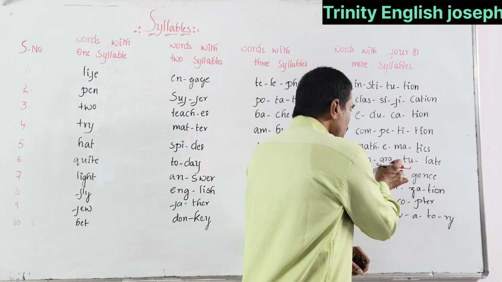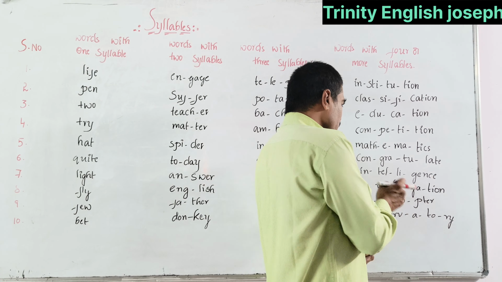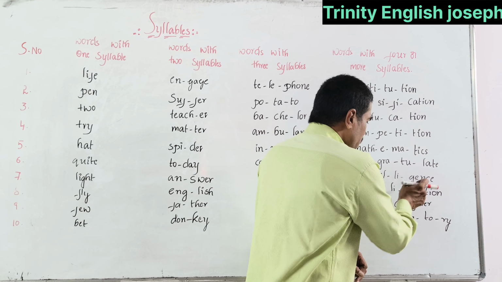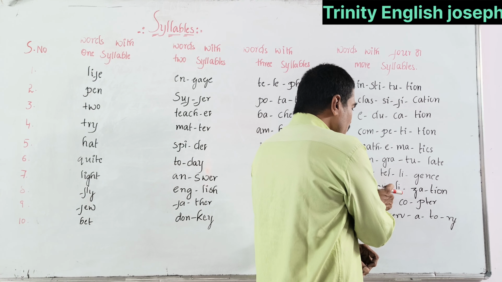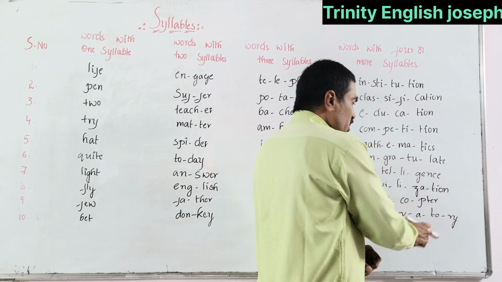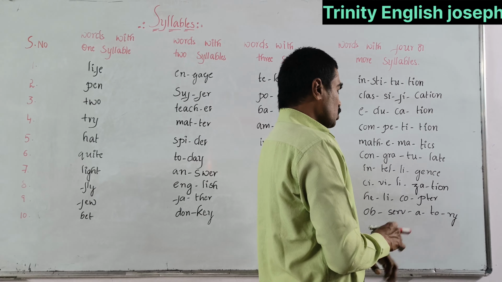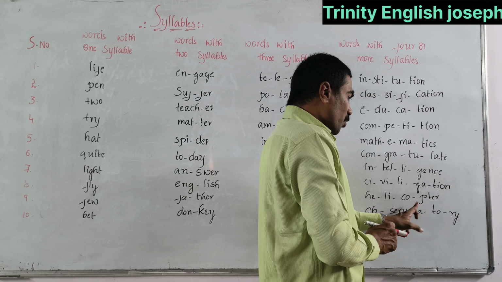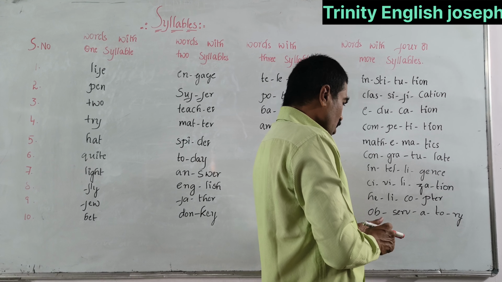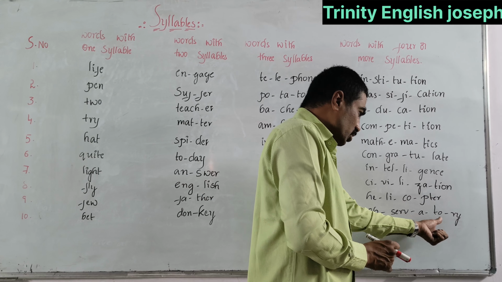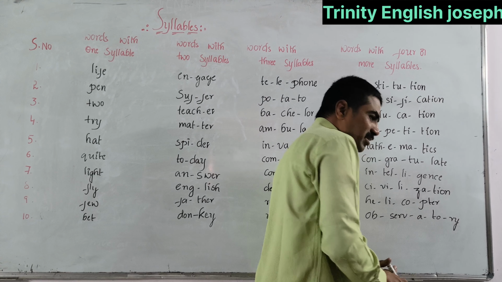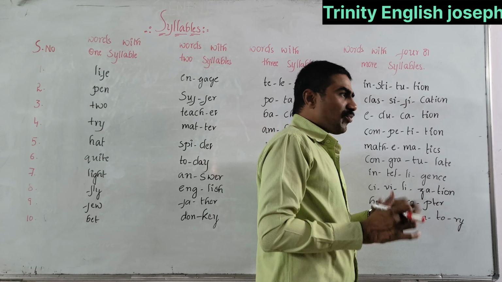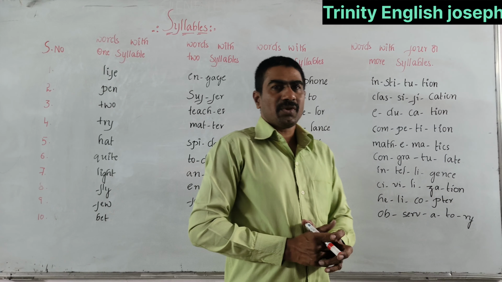And congratulate. And then intelligence. And then civilization. So here we have five syllables, so it becomes a polysyllabic word. Helicopter, this is also another one. Observatory, here also we take a single letter as one syllable. So friends, these are some of the examples for syllables.